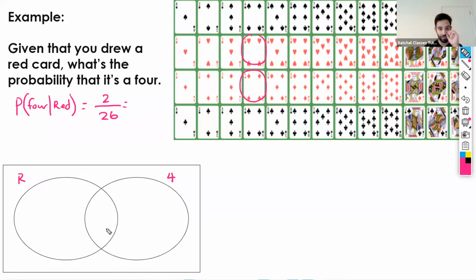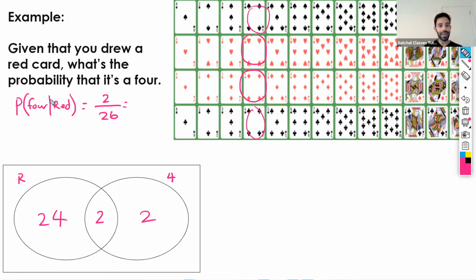Now, how many red 4s do we have? We have 1, 2 red 4s, and then we have 2 other 4s remaining. So 1, 2, 4 here. So this is where I would put my 2. And then in my red set, well, I know I have 26 red cards, 2 of which are here. Therefore, this bit will be 24.